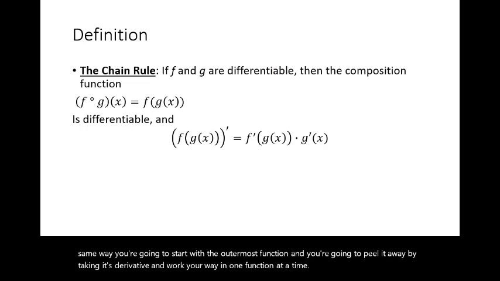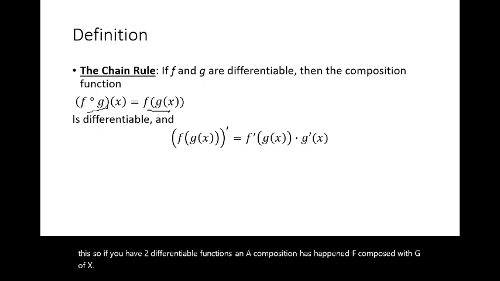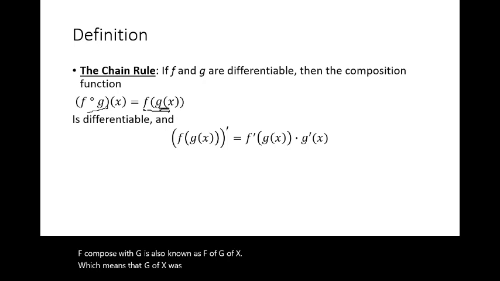So this is the actual definition of the chain rule. I'm going to show you a more intuitive version of this. So if you have two differentiable functions and a composition has happened, f composed with g of x. f composed with g is also known as f of g of x, which means that g of x was the inside function and f was the outside function. So if this composition is differentiable, then its derivative is going to be f prime composed with g of x times g prime of x.